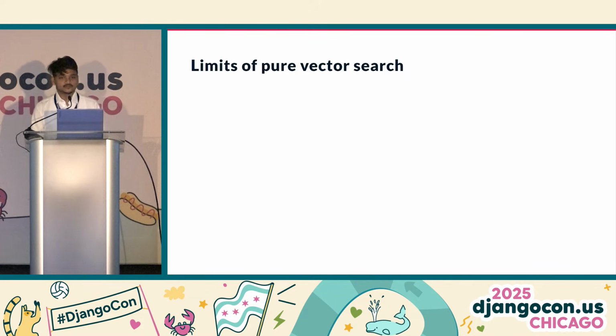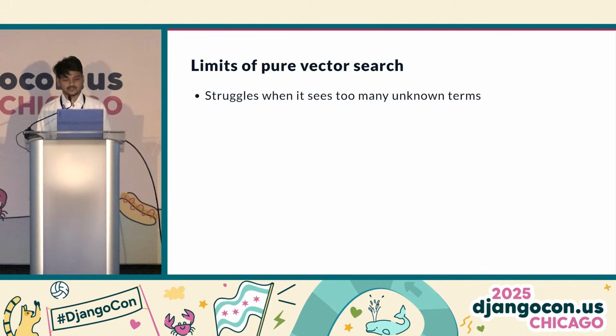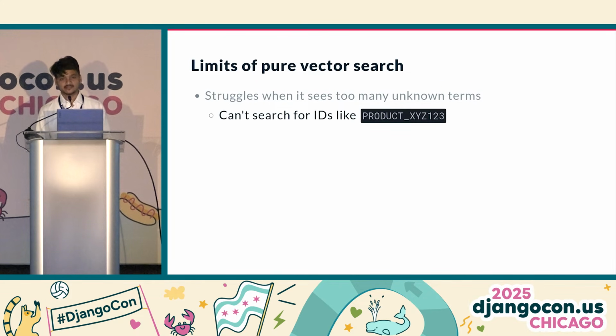And there are also limits to doing pure vector search at this point. There's a lot of ongoing research on this topic, but the current limits are mainly that it struggles a lot when it sees too many unknown terms. For example, it cannot search when you pass in something like a product ID. It does not understand because it's not able to break that down and understand what it means. For example, when it looks at the term dog, it knows what dog means, but product XYZ, something like a point ID, it's not able to understand. So it does not do great with this.